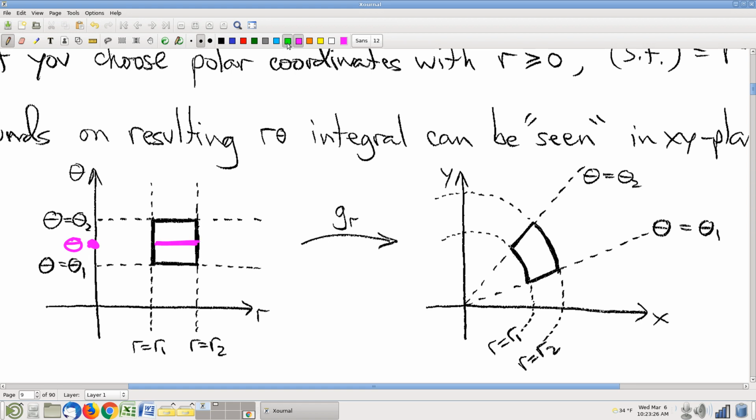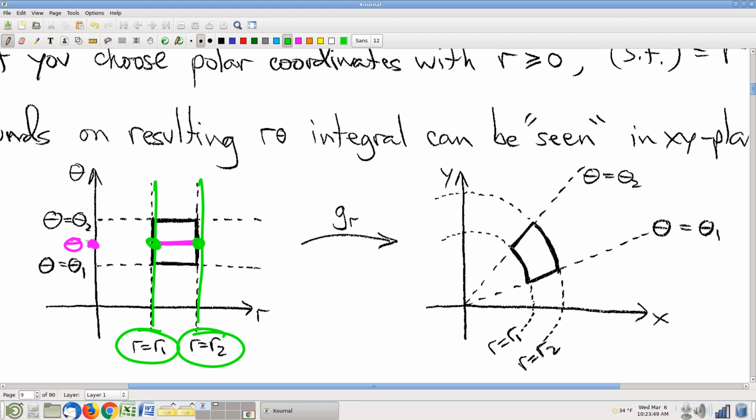the r slice starts here at that point. That point's on this curve. That curve has this equation. So there's my r bound, my inner lower bound. Okay. The last r slice is described by that point. That point's on this curve. That curve has this equation. There's my upper bound for that inner dr integral.